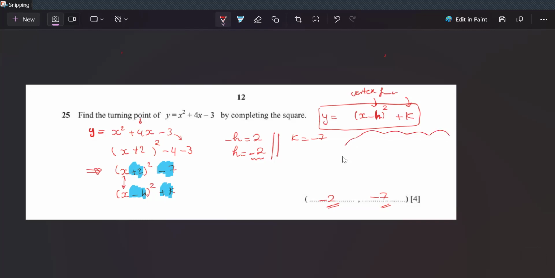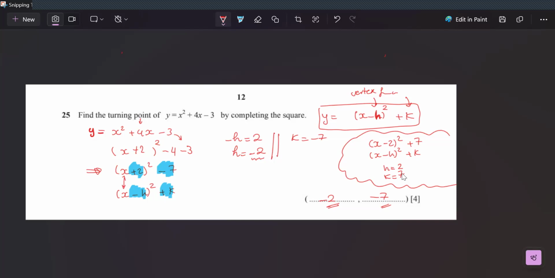Look here, I'm writing another one here, okay? If this is the equation, I will write under it x minus h power 2 plus k. From here, what do you think? H equals what and K equals what? 2 and 7. H equals 2 direct and K equals 7 direct. You got it?